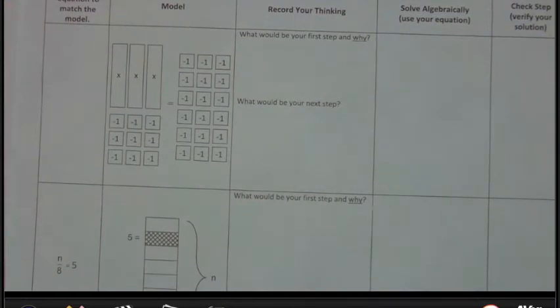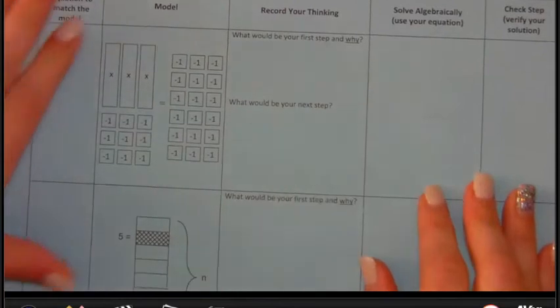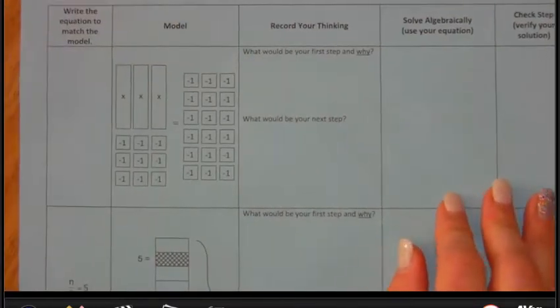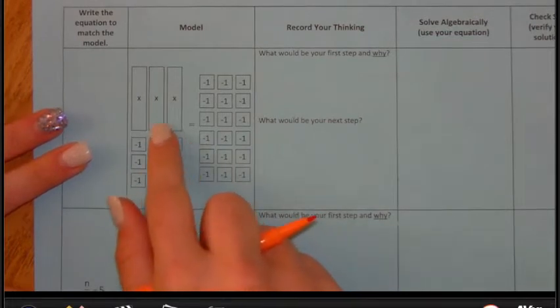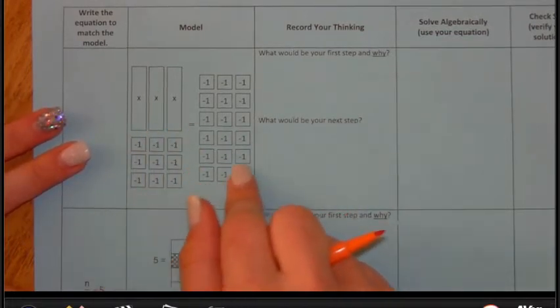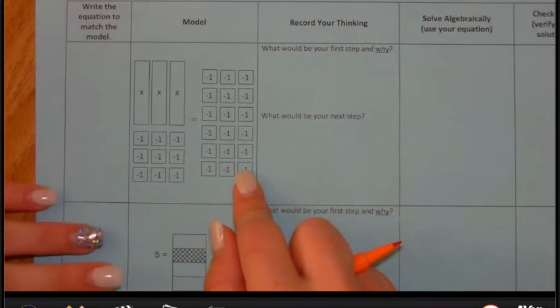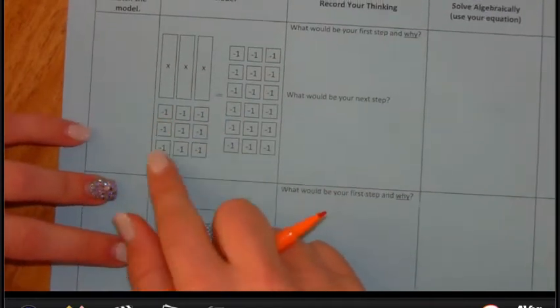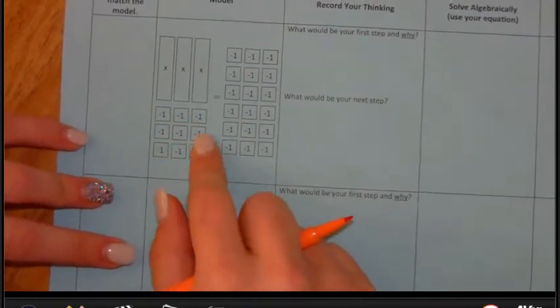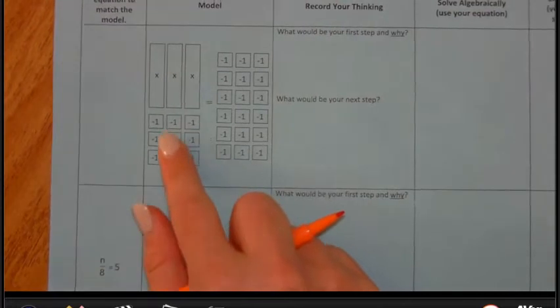All right, on the back side, I have 2 completely different problems here. Okay, so here is something new that we have. I have x bars and I have 1 bars. What do you notice about these ones right here? What is different about these ones compared to these ones? These ones have a negative in front of them, so they are a negative value to me.